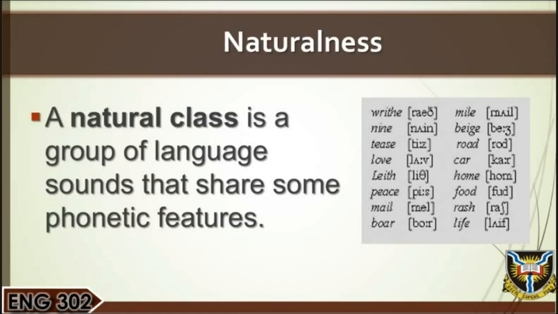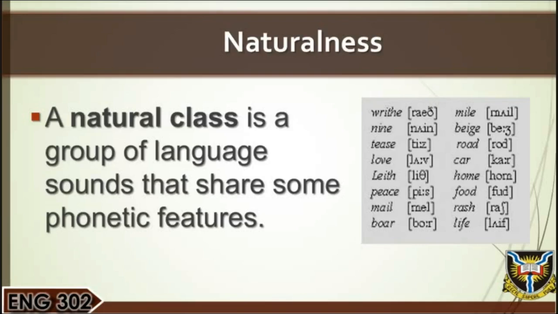A given natural class is described using the minimum number of features needed to include all sounds within the class and exclude all sounds outside the class. How can we know sounds that fall into a natural class? Sounds that fall into natural classes tend to behave in similar ways, participating in the same phonological rules.